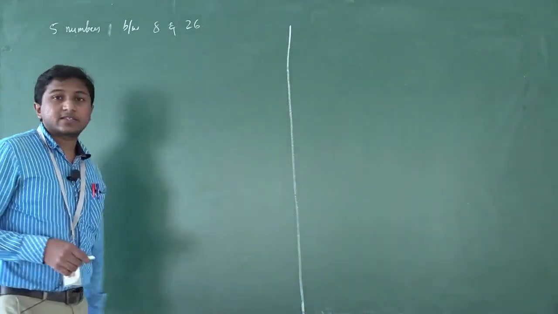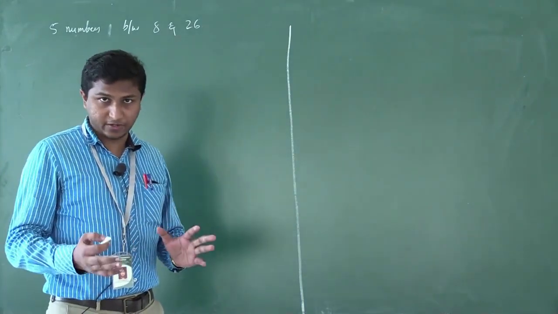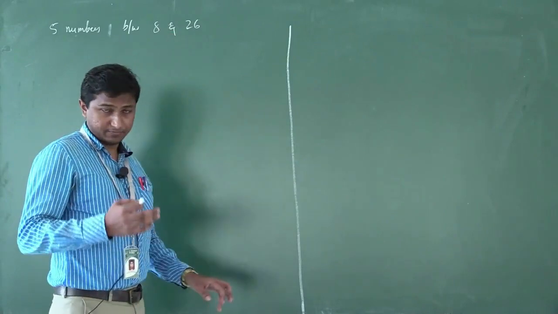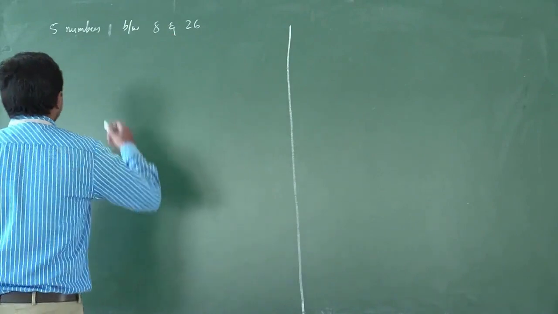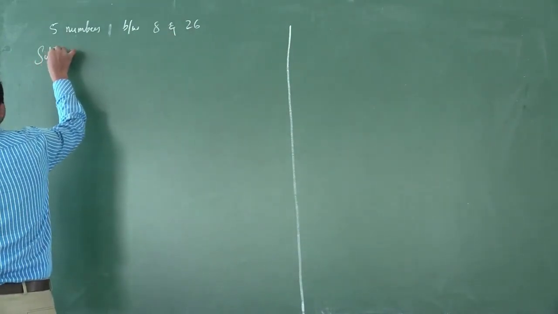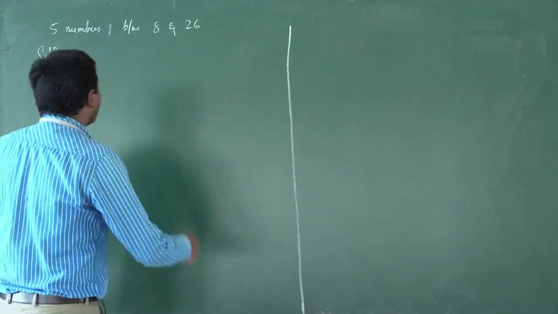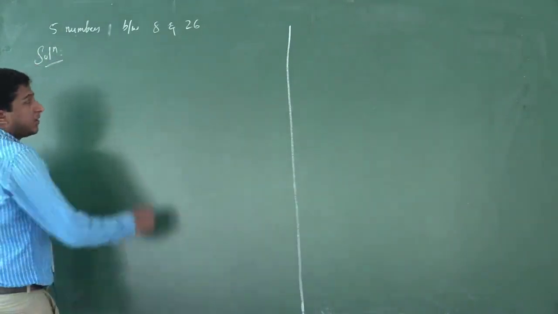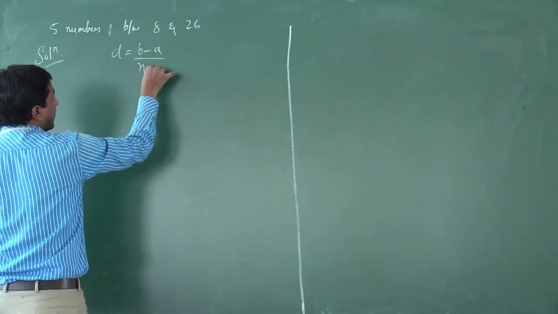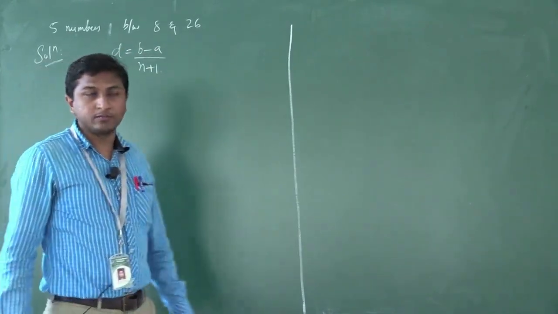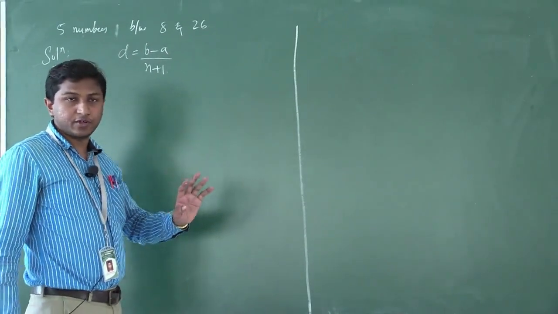In the last class, we discussed how to insert certain n number of finite terms between any two numbers such that the resulting sequence will be an AP. So we'll do that now. What is the first step? We always find out the common difference d. What is the formula for common difference d? D is nothing but b minus a whole divided by n plus 1. So what are a and b? A and b are the two given numbers.